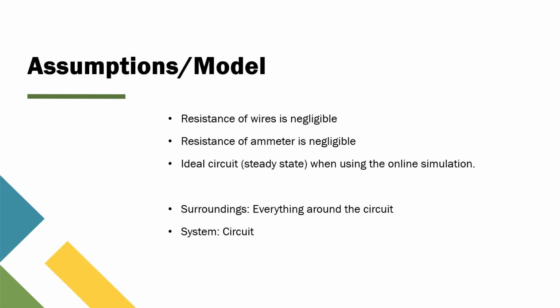So some assumptions and the model that go with this experiment. The resistance of the wires and the ammeter is negligible, so we assume it's 0. And we assume the overall circuit is in a steady state because we're using an online simulation. The surroundings are everything that's not connected to the circuit, around the circuit basically. And the system itself is the circuit only, and the components that are connected to the circuit.